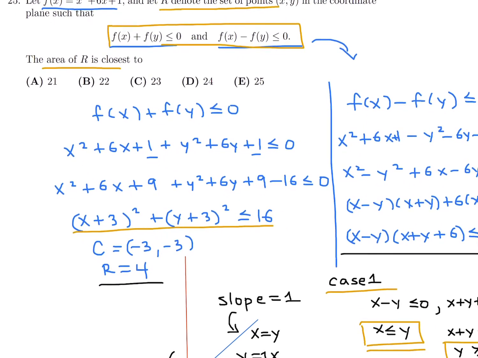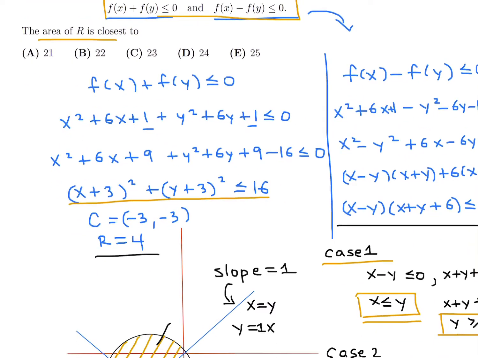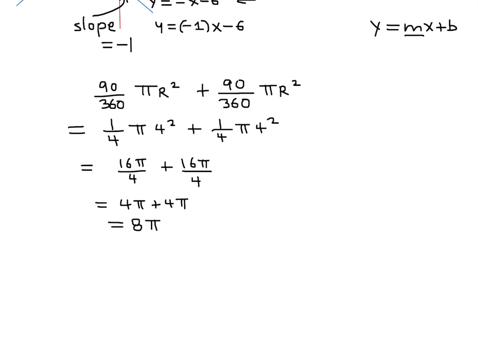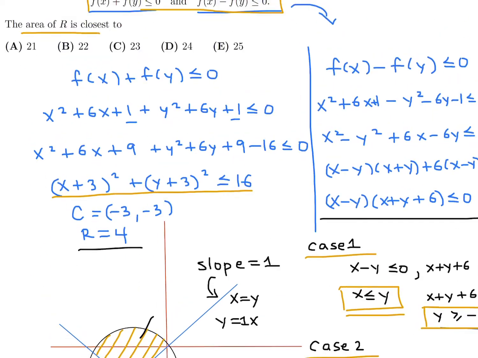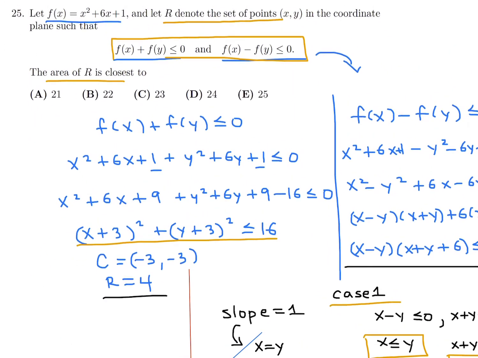The area of R is closest to... they want an actual number. All right, no problem. 8 pi is what? 8 times 3.14, which is approximately 25.1. So the area of R is closest to 25. So the number is 25, and that's choice E.